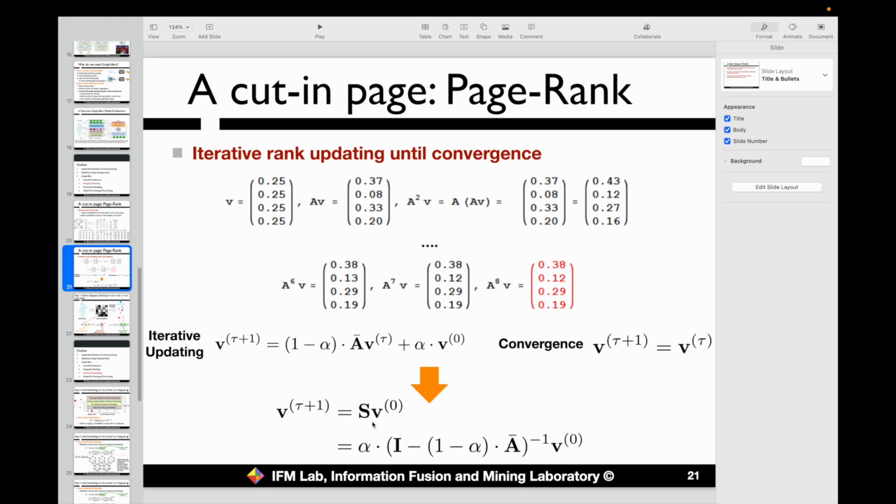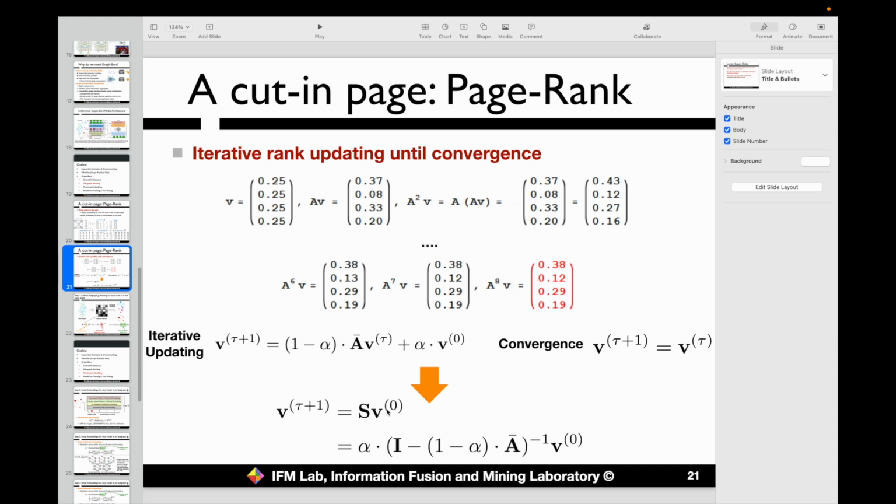And what is this S matrix? This S matrix equals alpha times the inverse of a matrix. Inside it, we have the I matrix denoting the identity matrix, minus 1 minus alpha times A bar, as we show here. Therefore, by using the S matrix we define here, we can calculate the ranking scores among different pages directly based on the S matrix as well as the initial distribution of the ranking scores V0. And it can save lots of time for calculating ranking scores among different nodes in the graph.